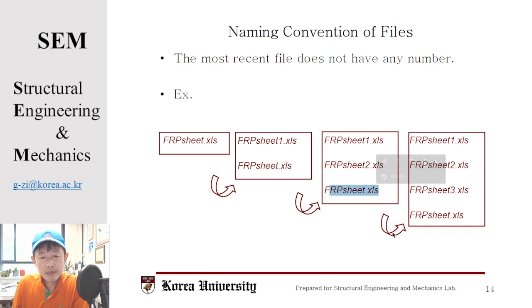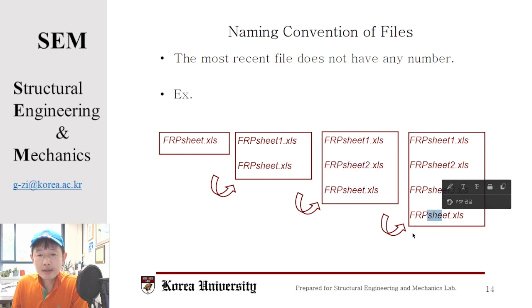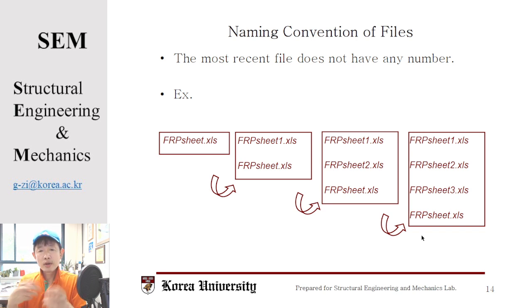Let's imagine that you did it again. Then you keep the file names with index 1 and index 2 without any change, and this file is now put with index 3 here, and the most recent file keeps its name. That's how you can recognize very easily which one is the final version. Even when you communicate your files with other people, please follow these rules. That's how we can save our attention, our time, and labor to find the correct version of the file.